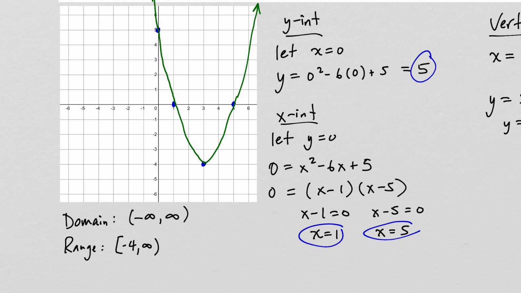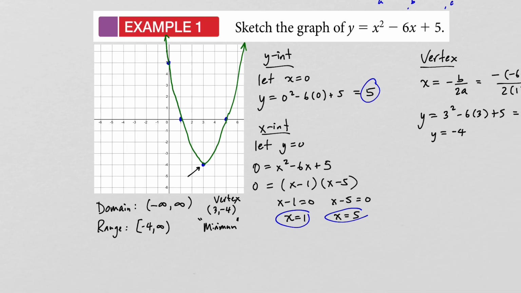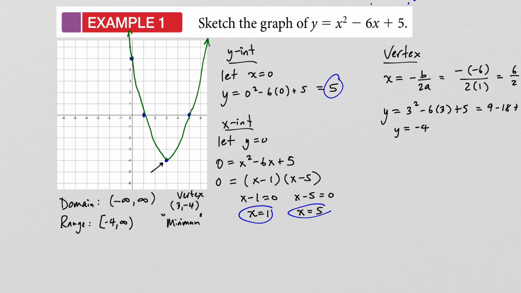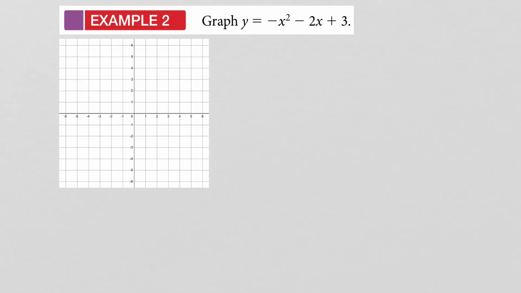And also this point right here, the point 3, negative 4, which is also the vertex, is the minimum value of this graph, right? It's the lowest point on the graph. Okay, and so those are just some graphing basics for parabolas. Let's take a look at some more examples.